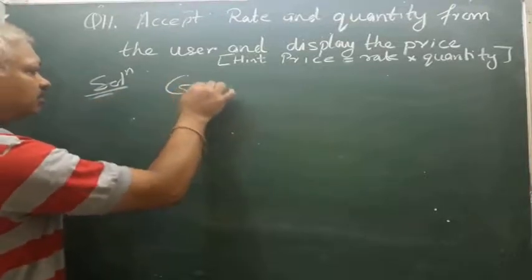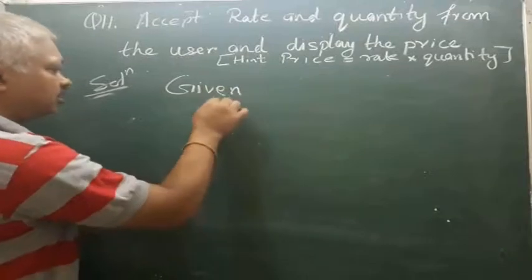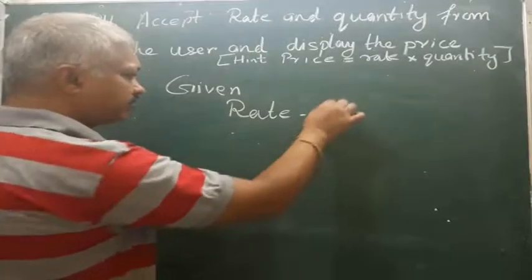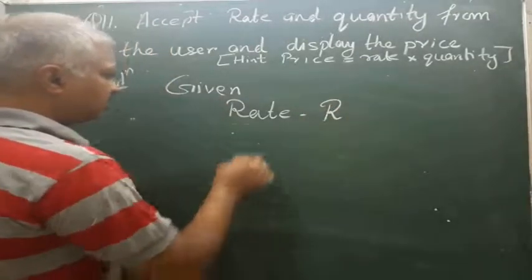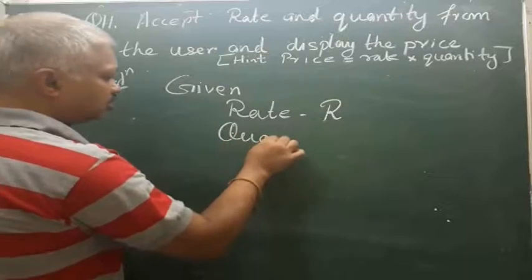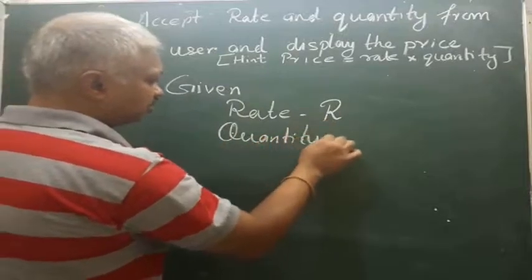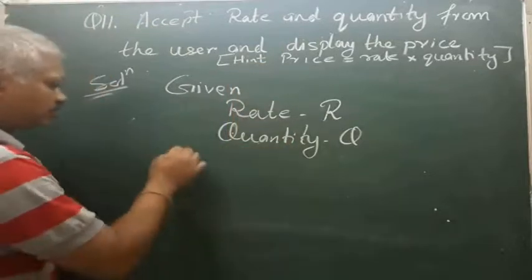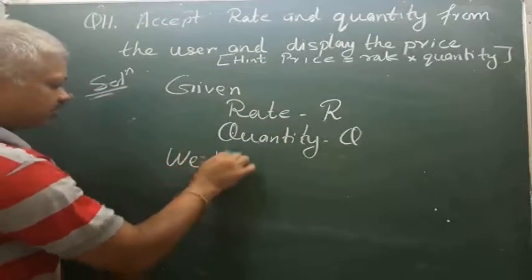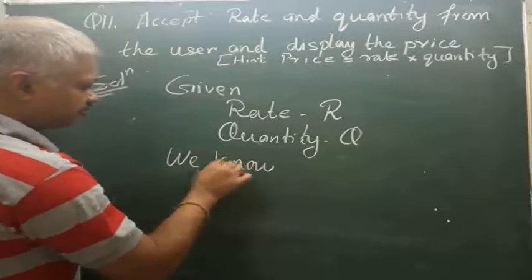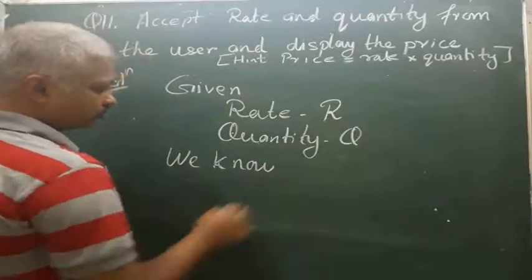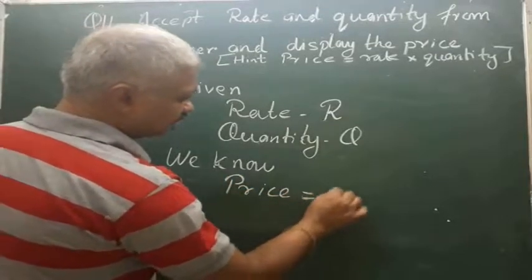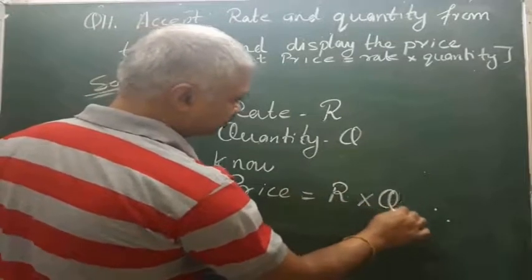So, it goes like this. Solution, then you write given: rate. Now since the value is not given, I am taking it as a variable r, and quantity, say q. The hint is given, so we will write here, we know price is equal to r into q.